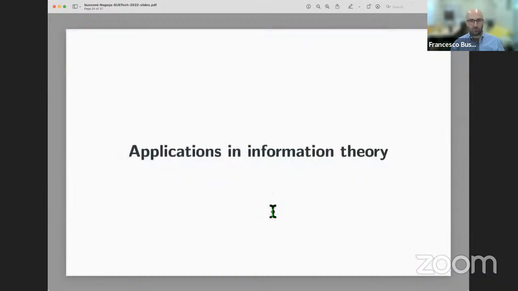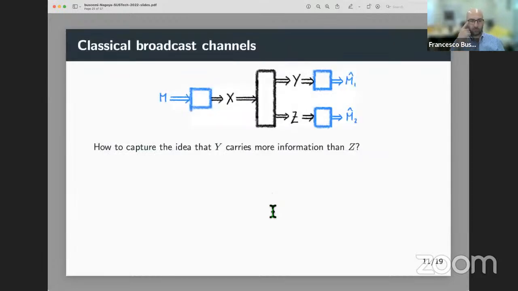Okay, so some applications of these ideas in information theory. For example, let's go back to the completely classical case. We have been speaking about the idea of being more informative. Suppose that you have a broadcast channel, the black stuff here. You have one input random variable X and two output random variables, Y and Z. How can we capture the idea that Y carries more information than Z?